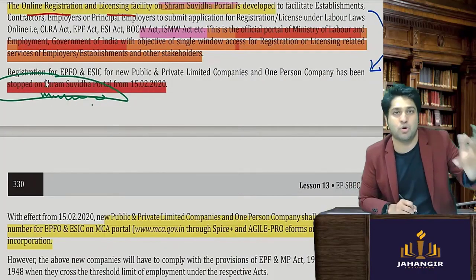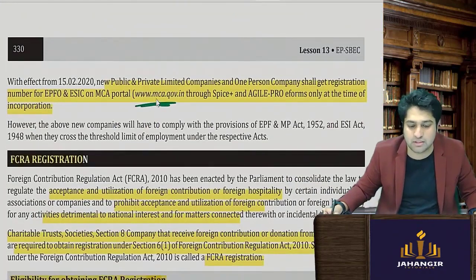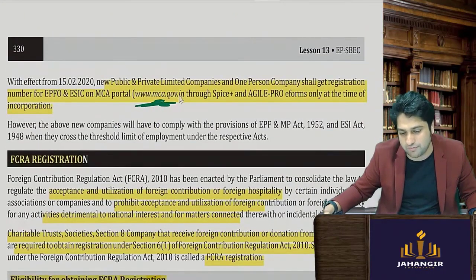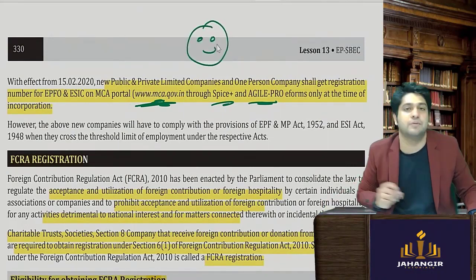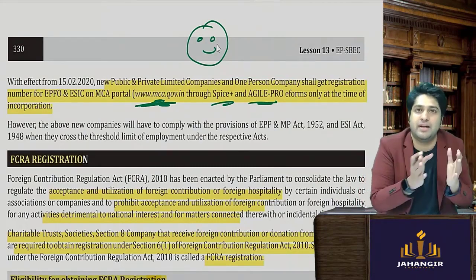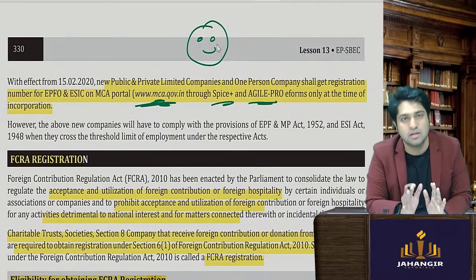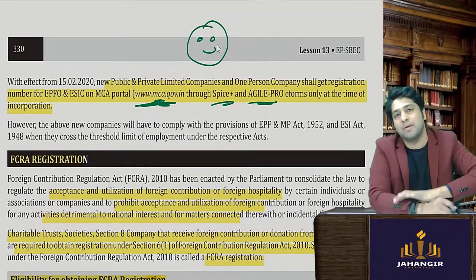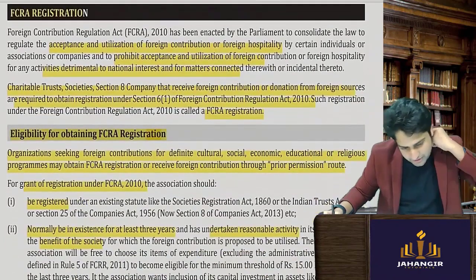So now this Shram portal has been stopped, and in return everything is done through the Ministry of Corporate Affairs' Agile and Spice portal. Again, Provident Fund registration by a company will now be done by the Spice plus Agile form. Clear till here? That Shram portal has now been discontinued. Moving ahead to the FCRA registration.